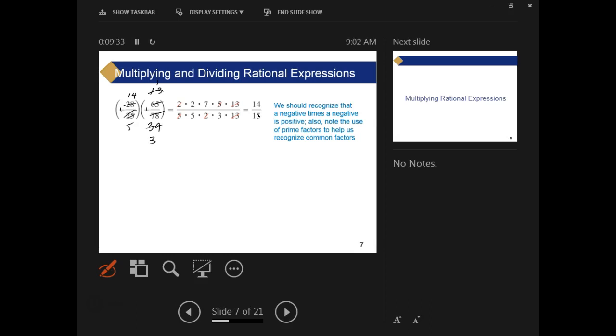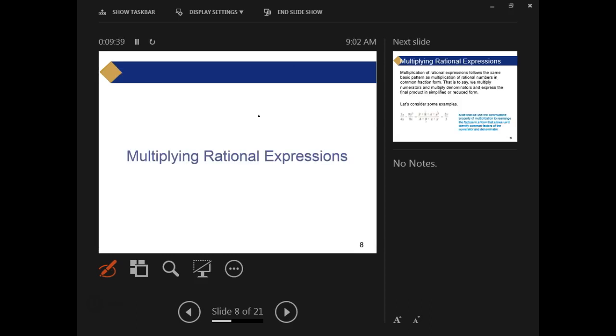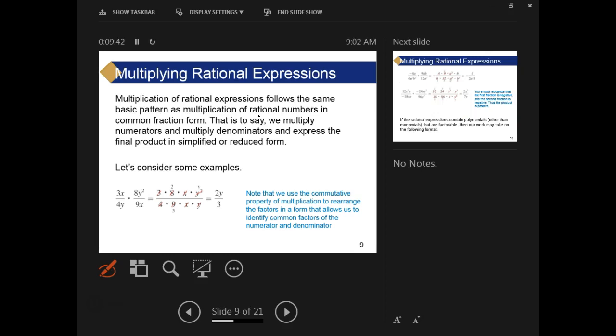Now, what if you had rational expressions, not rational numbers? Okay? So multiplying rational expressions follows the same pattern as multiplying natural numbers in common fraction form. That is to say, we multiply numerators and multiply denominators, expressing the final answers in simplified or reduced form. I don't like that instruction. I would say factor everything in sight. Get rid of common factors, then do your final product. You'll be in simplified or reduced form. Okay? Here's how they did this one.